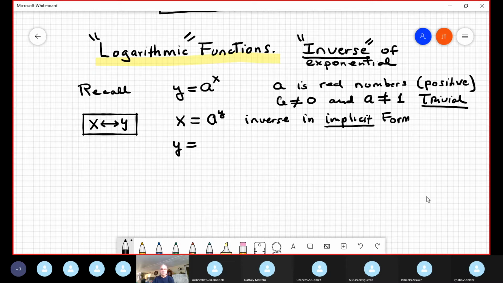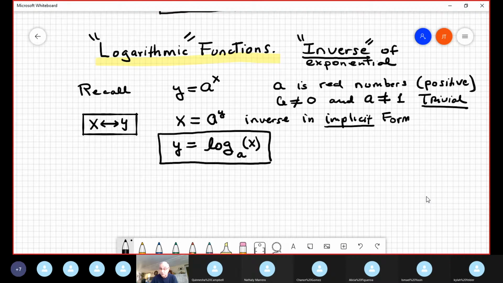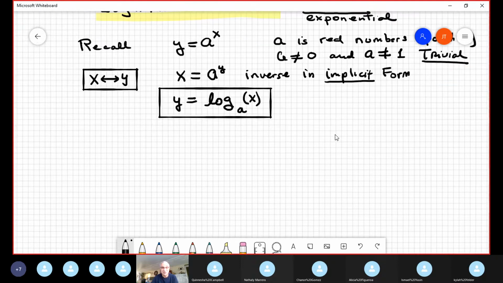To isolate the y, you define a new function. The name of this function is log, three-letter log. Then you put a small number here to indicate the base, that the base is a, and the argument is x. There you go. And this is the logarithmic function. So this is the definition, but maybe you don't understand very well the idea behind the logarithm, right?